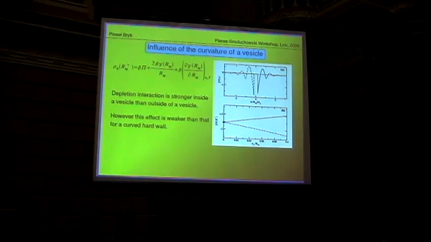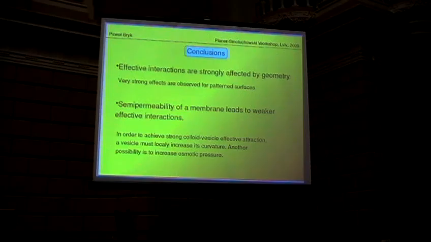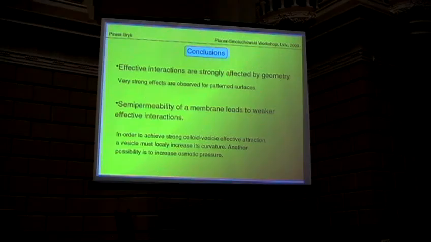and this brings me to the conclusions. I hope that I convinced you that the substrate plays a great role in understanding the effective interaction between the colloid and the substrate, and it is strongly affected by geometry. In particular, if we create some pattern of substrates, then this effective interaction can be two times as strong as that for the planar hard wall. And the other big point is that if we consider a semi-permeable membrane, then the effective attraction will be weaker than that for the non-permeable system, and this can be understood in terms of the lower pressure imbalance.